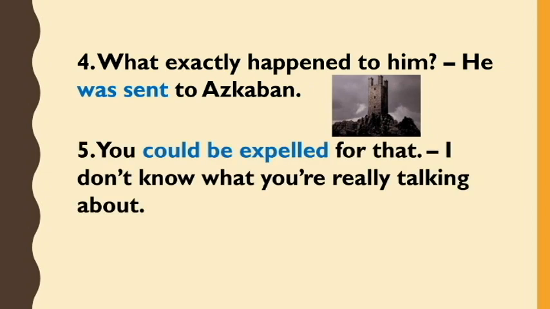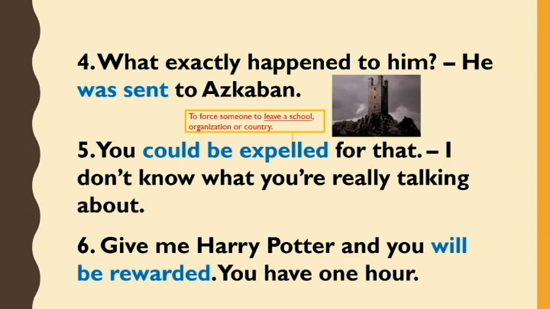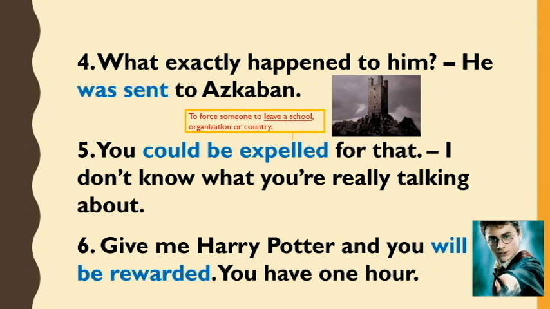Number 5. You could be expelled for that. I don't know what you are really talking about. Here, could be expelled is in passive form, and before be plus PP, there is a modal verb could. Expelled means to force someone to leave a school, organization, or country. And in this example, it means to force someone to leave a school. Number 6. Give me Harry Potter and you will be rewarded. You have 1 hour. In this example, will be rewarded is in passive form and it is in future tense.